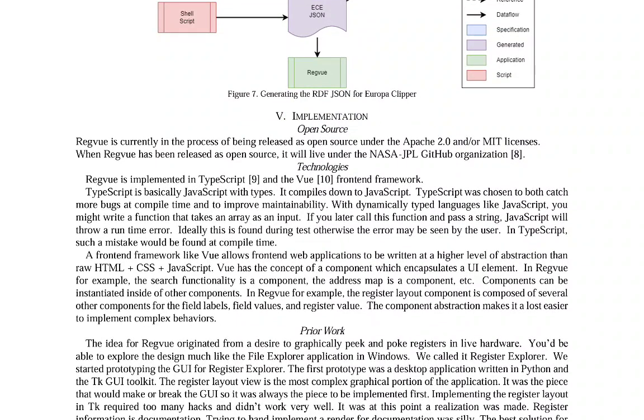Section 4 is implementation. Open source. Regvue is currently in the process of being released as open source under the Apache 2.0 and the MIT licenses. When Regvue has been released as open source, it will live under the NASA JPL GitHub organization. Technologies. Regvue is implemented with TypeScript and the Vue front-end framework.